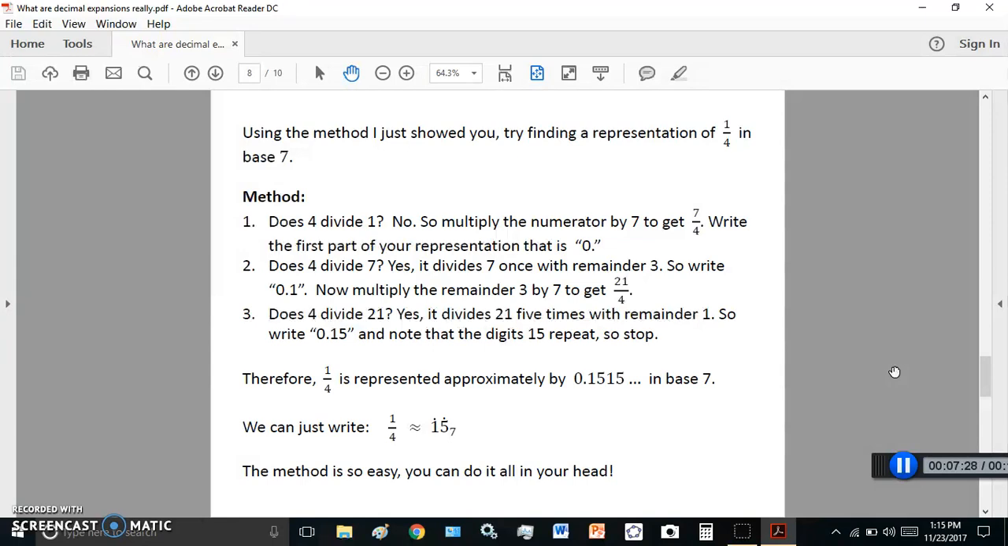So you can write that a quarter is equal to 0.15 recurring. This is not quite correct yet. We need a 0.15 to the base 7. Okay? This method is so easy you can learn to do it in your head.